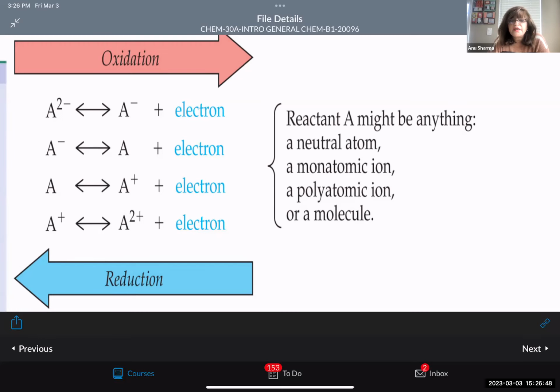Sorry, moving from a 0 charge to a positive charge is also oxidation. And moving from a positive charge to a more positive charge is also oxidation. On the opposite side, moving from a more positive charge to a less positive charge is reduction. Moving from a positive charge to a 0 charge is reduction. Moving from a positive charge to a negative charge is reduction, or moving from a 0 charge to a negative charge is reduction. Moving from a less negative charge to a more negative charge is reduction. So this is what it means.